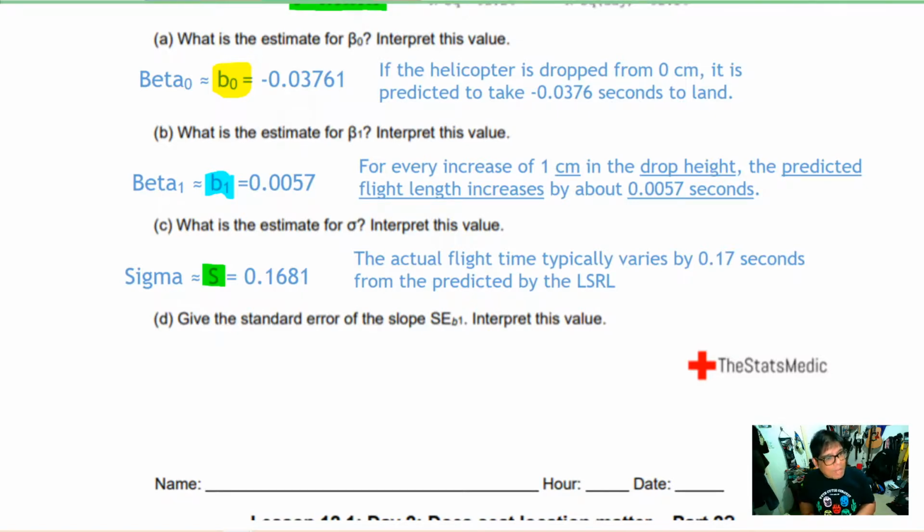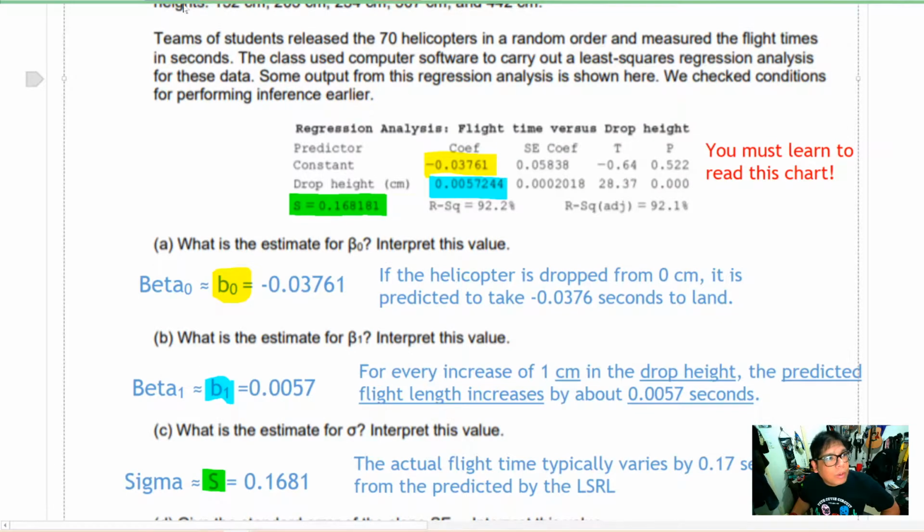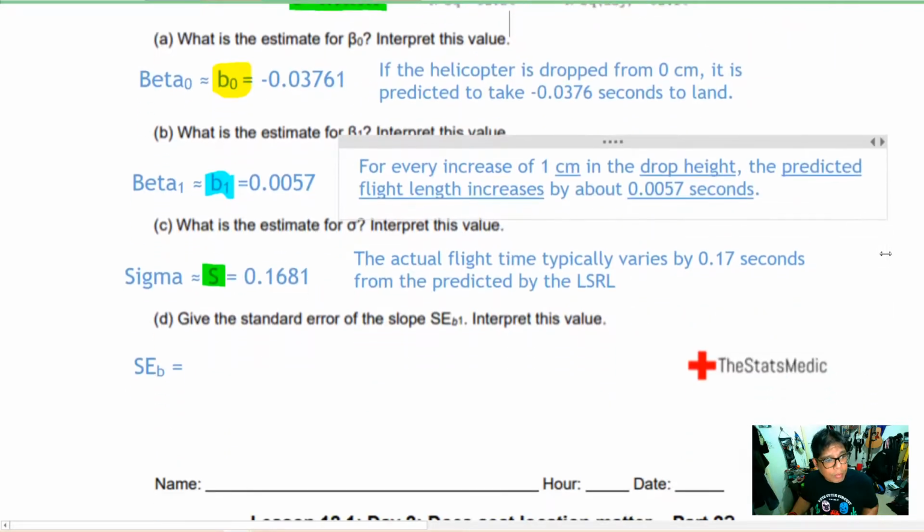And lastly, what is the standard error of B? Going back up to the chart, you can see the standard error for B right there in orange underneath standard error coefficient. This time our coefficient is in the orange one, that's in the drop height, the explanatory variable. So that's our SEB, standard error for B.